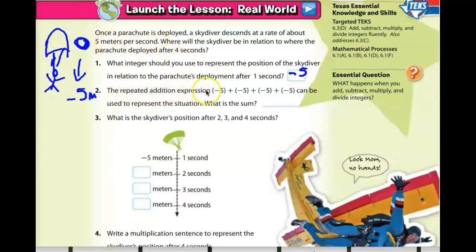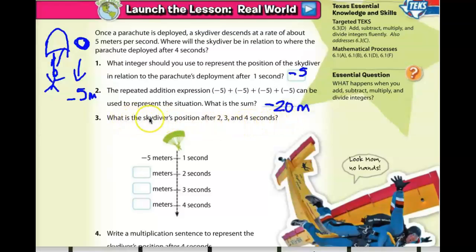The repeated addition expression is -5 plus -5 plus -5 plus -5. And you'll notice there are 4 groups of -5. So what is the sum going to be? Go ahead and answer that question. If we repeatedly add the number -5 4 times, the sum will be -20 meters.